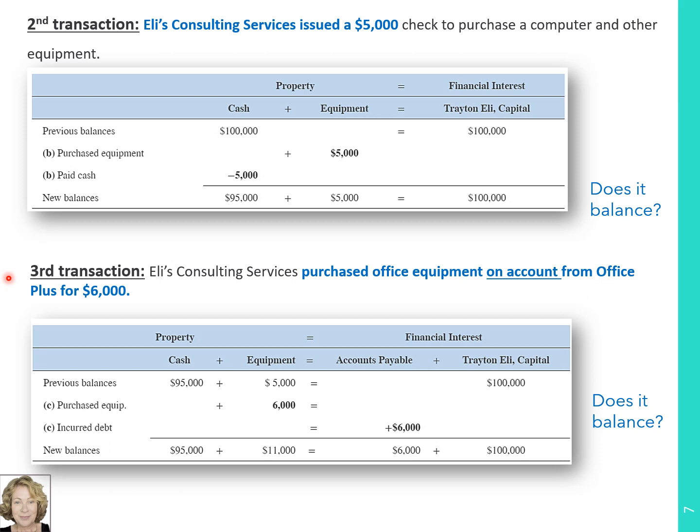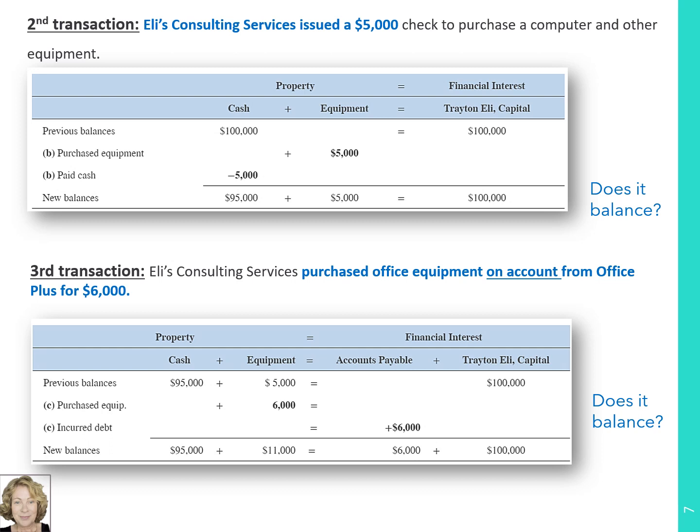The firm purchased new property, equipment for $6,000, which means that the property increased. Eli's Consulting owes $6,000 to Office Plus, which means that the financial interest and obligations also increased. We'll add another category for accounts payable on the financial interest side and write plus $6,000 in the accounts payable column. And we'll write plus $6,000 in the equipment column. Does our equation still balance? Yes, it does.